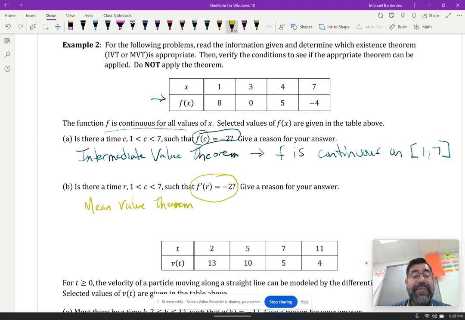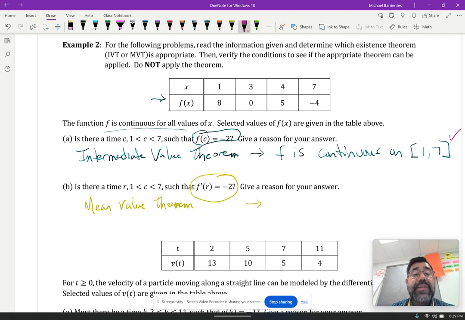So do you see the difference? One of them is asking about f of x or f of c, which is the function whose information we're given. The other one's asking about f prime of r, and that would be the derivative or the rate of change of the function that we're given. Now, the question is, can I use it? So the answer over here was intermediate value theorem, f is continuous, that's what I needed.